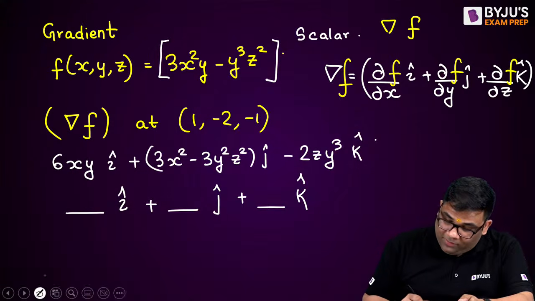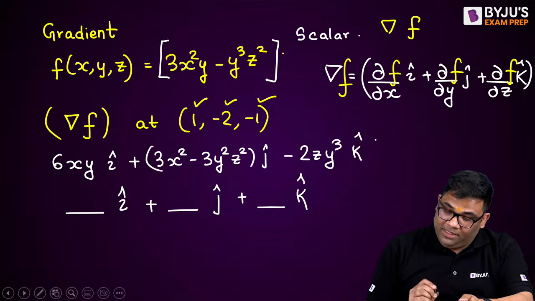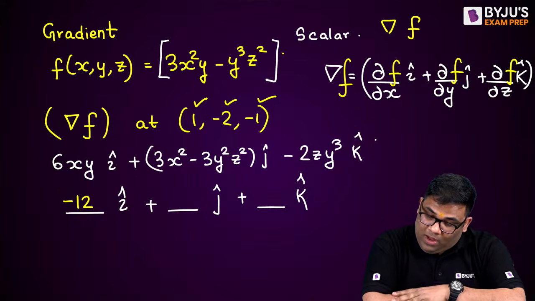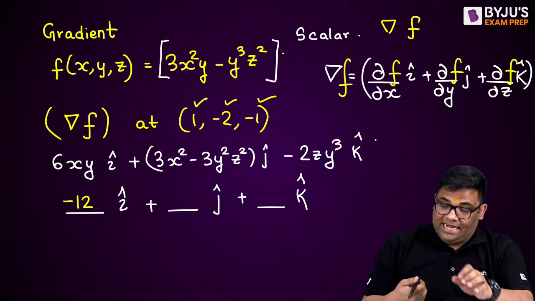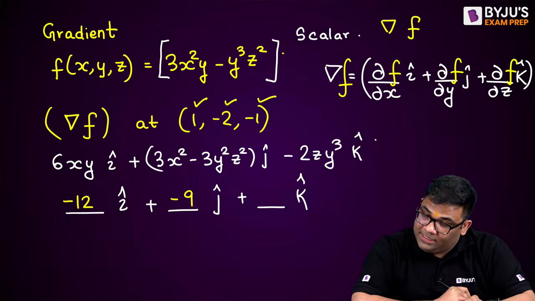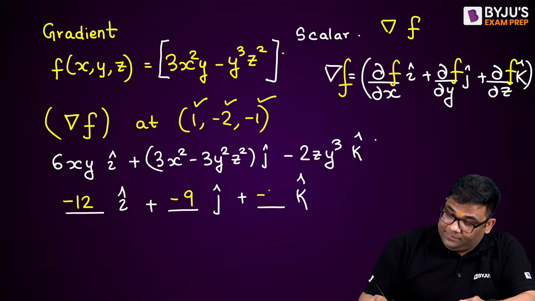Now you have to just put the values 1, minus 2 and minus 1. So the first term will obviously be minus 12. The second term will be 3 into 1 minus 3 into 4, 3 minus 12, I'll get minus 9. The third term will be minus of 2 into, this is minus and then 2 cube, 8, 16, minus 16 I am getting.